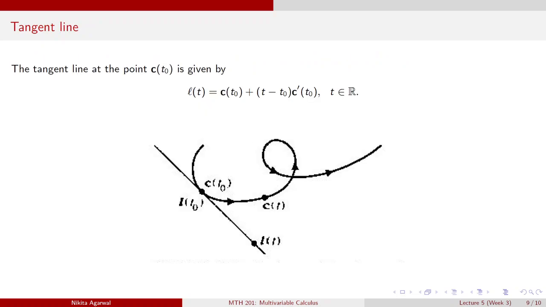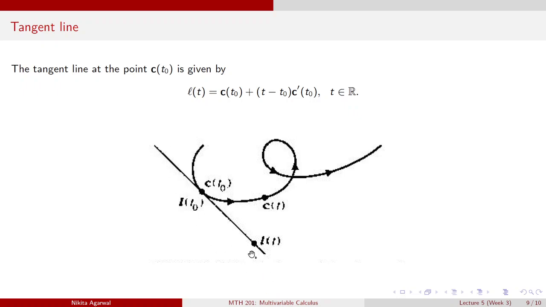Now let us define a tangent line. The tangent line at the point c(t naught) is given by L(t) equal to c(t naught) plus (t minus t naught) times c prime t naught. So c prime t naught is the direction that we just studied, tangent to the curve, and c(t naught) is where your line touches. So this is your curve at c(t naught), this is the direction of c prime t naught, which is the velocity vector, and this is the line.